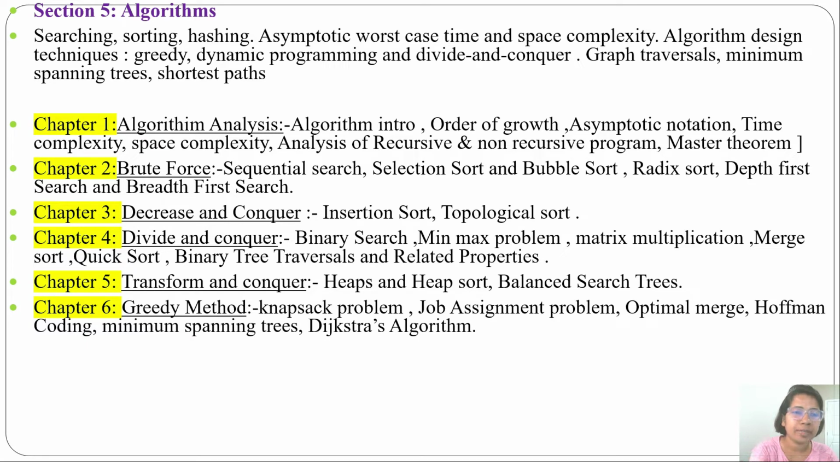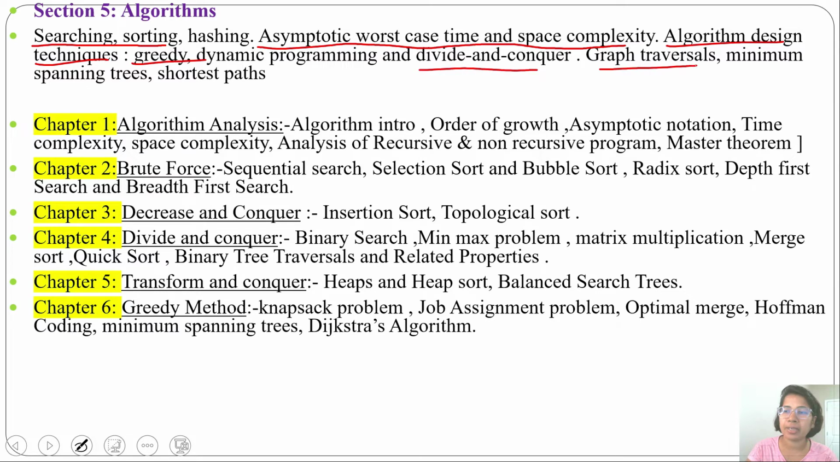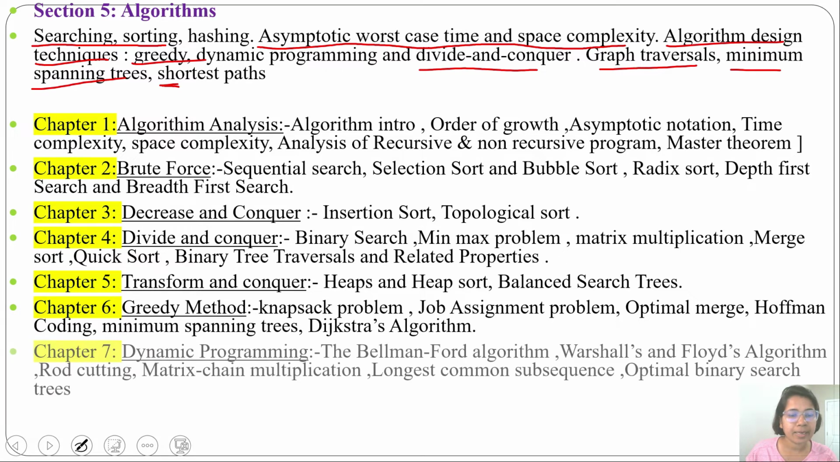So I already finished searching, sorting, asymptotic worst case time and space complexity, and from algorithm designing technique, greedy method, divide and conquer, graph traversal, minimum spanning tree, and from shortest path, single source shortest path. Next chapter 7 dynamic programming, where I will cover all pair shortest path and dynamic programming.